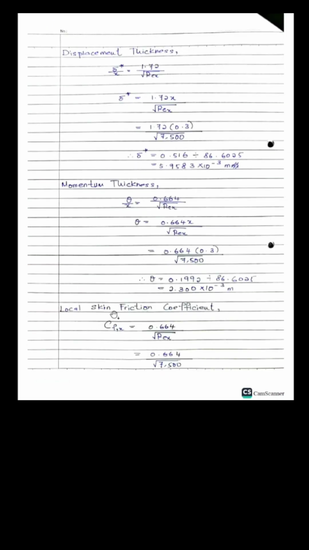Moving on with displacement thickness, we are going to multiply 1.72 with 0.3 and divide it with the square root of 7500, which will give us the displacement thickness of 5.9583 times 10 to the power negative 3 meter. As for momentum thickness, we are going to multiply 0.664 with 0.3 and divide the product with the square root of Reynolds number 7500, which will yield us 2.3 times 10 to the power negative 3 meter. For local skin friction coefficient, we are going to divide 0.664 with the square root of Reynolds number 7500, which will give us the value of 7.6672 times 10 to the power negative 3.